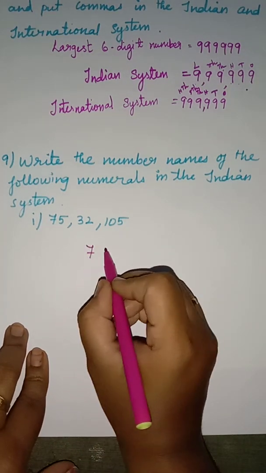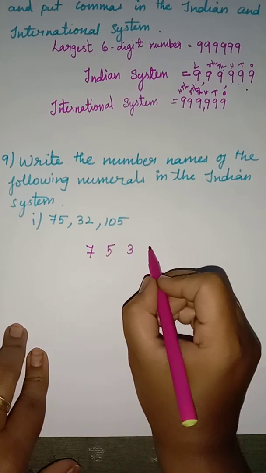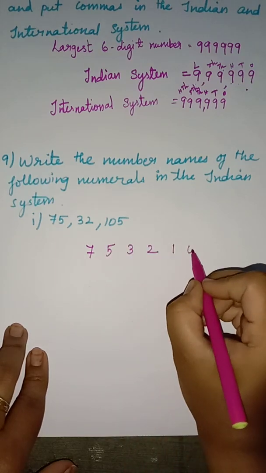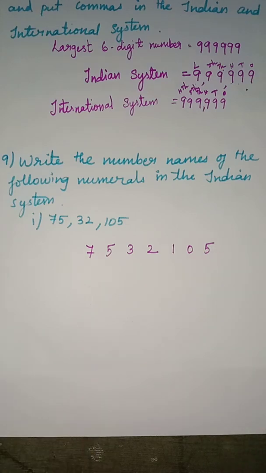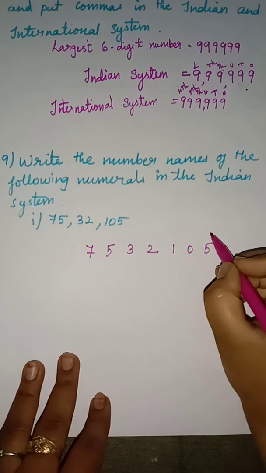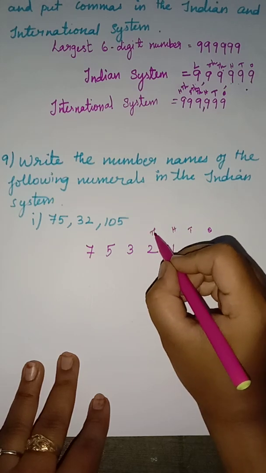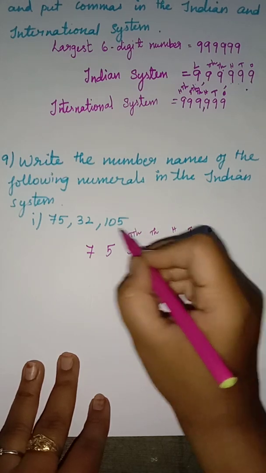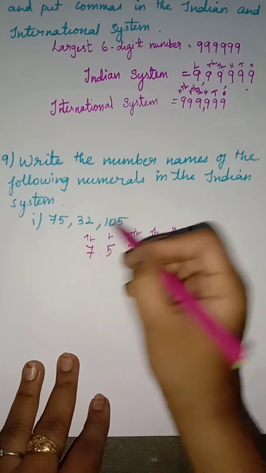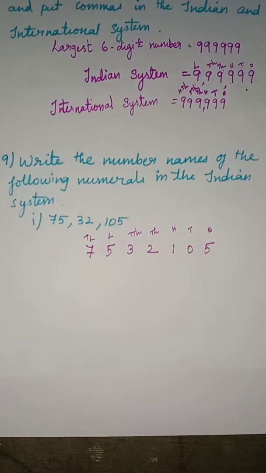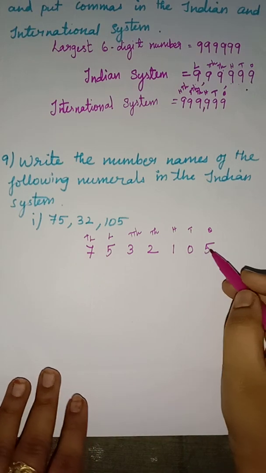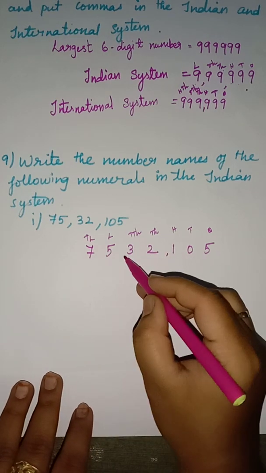That is 7 5 3 2 1 0 5. Now we give the place value. From here we start: ones, tens, hundreds, thousand, 10,000, lakh, 10 lakh. For easy clarification, put commas: 1 2 3, comma, 1 2, comma, 1 2.